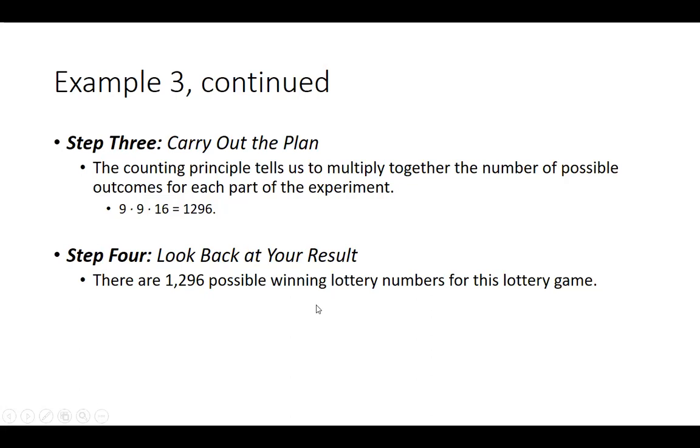Let's carry out the plan. The counting principle simply tells us to multiply together the number of possible outcomes for each part of the experiment. So there were 9 in the first part, 9 in the second part, and 16 in the third part. We multiply together 9 times 9 times 16, and we get 1,296. So looking back at our result, there are 1,296 possible winning lottery numbers for this lottery game.